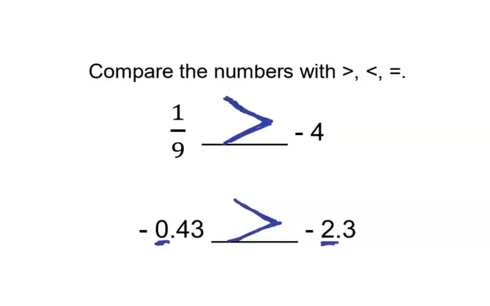So -0.43 is greater than -2.3. All right, there we go.